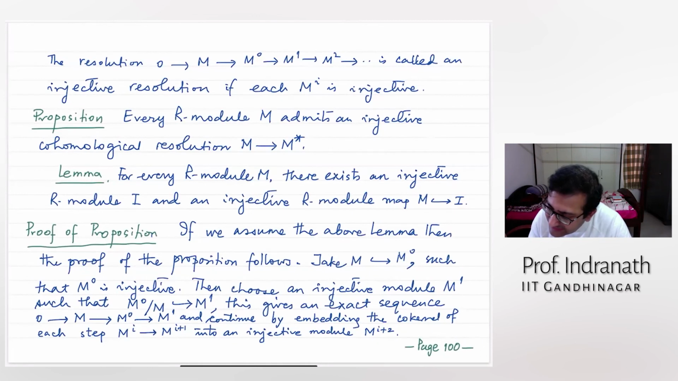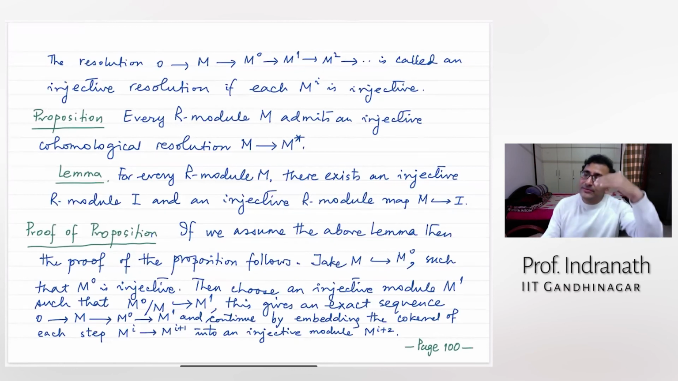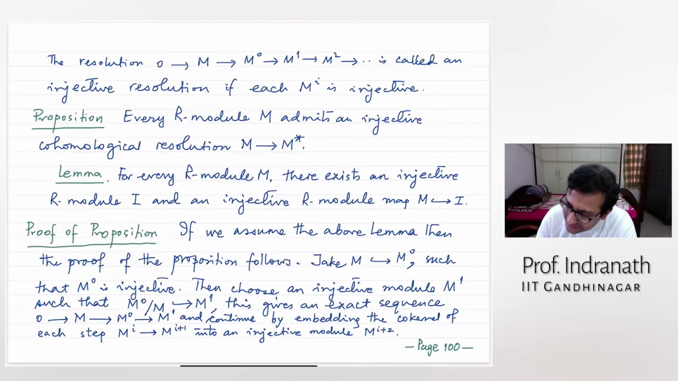Now, if it is exact, and each M^i is an injective module, you call it an injective resolution. Now this is the proposition: every R-module M admits an injective cohomological resolution. Remember, for projective resolution we said homological, and here we are saying cohomological because it is in the other direction, a dual of that. For every R-module M, there exists an injective R-module I and an injective R-module map from M into I.